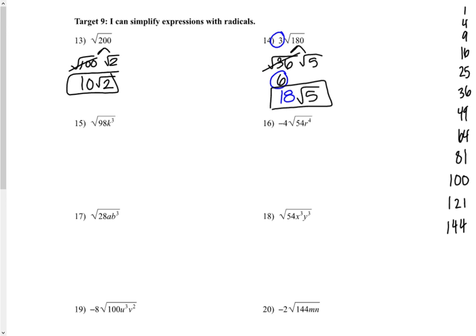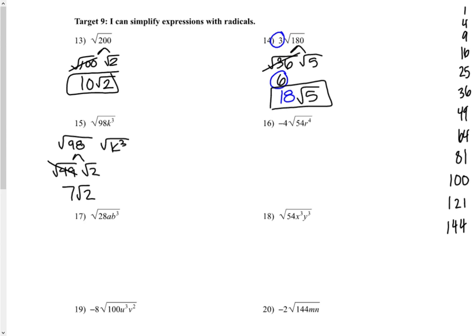On 15, I have two things to look at. I'm going to try to take the square root of 98, and I'm also going to try to take the square root of k cubed. If it helps you, break this up into two different problems and look at those two different problems independently. So 98 is the square root of 49 times the square root of 2, because 49 times 2 gives me 98. Square root of 49 is 7. So right now I have 7 square roots of 2.